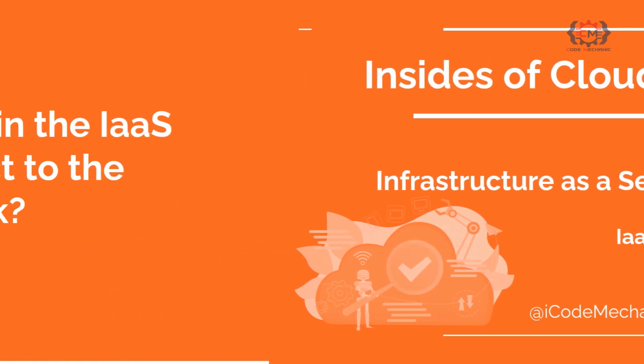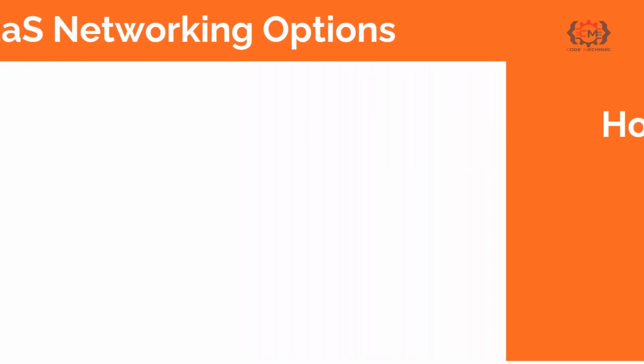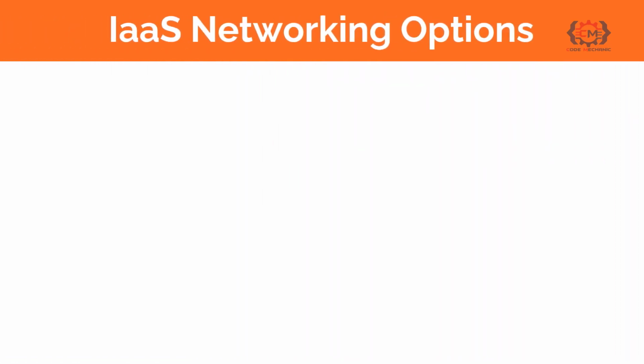Consequently, how do the servers in the infrastructure as a service cloud connect to the network, and how can you, as a user or administrator, access those servers from your home or workplace, wherever you may be? You have two possibilities for infrastructure as a service networking.